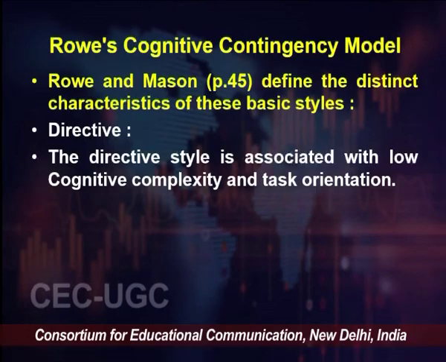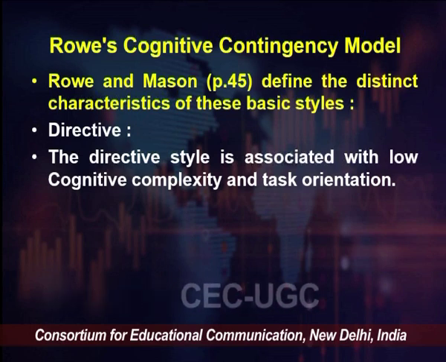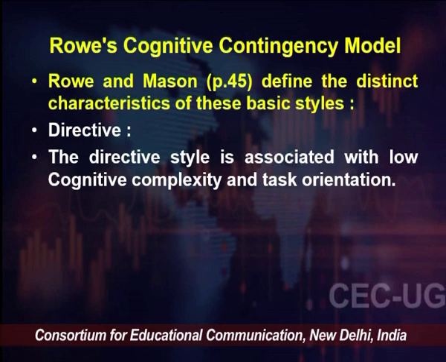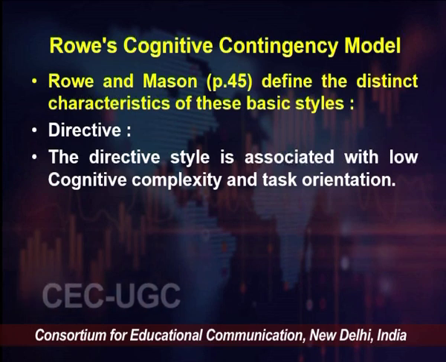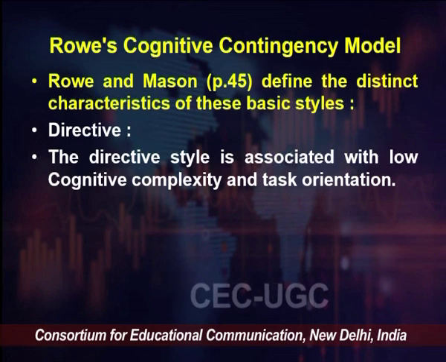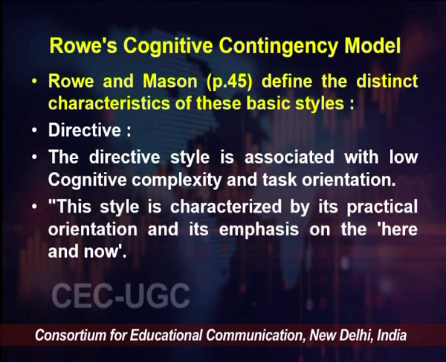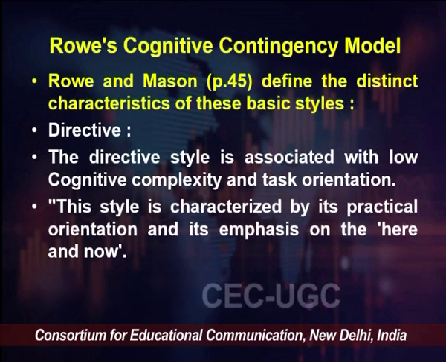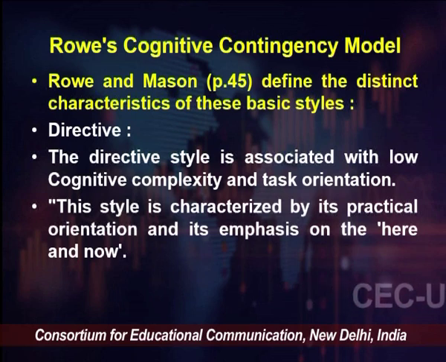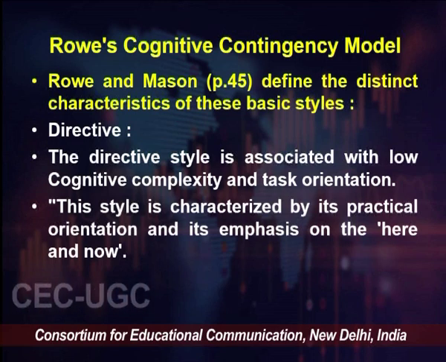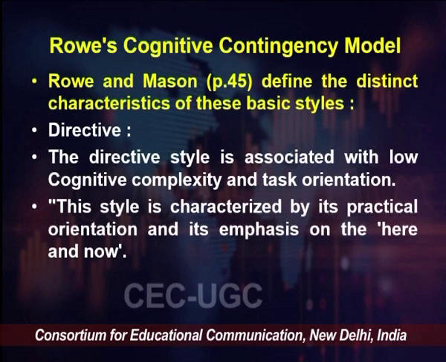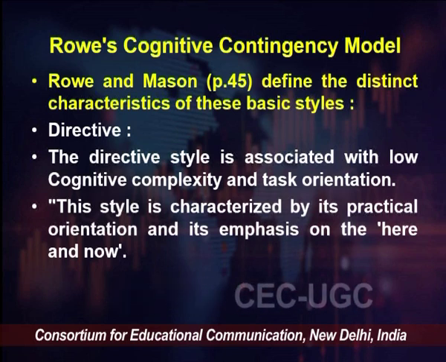So, Rowe defined the distinct characteristics of these basic styles, starting with the directive one, for which Rowe says that the directive style is associated with low cognitive complexity and task orientation. It has low cognitive complexity, but is oriented to a task. This style is characterized by its practical orientation, and its emphasis is on the here and now, that here and now you have to take a decision. So, it is talking about task orientation, but the cognitive complexity is on the lower side when we look at the directive one.